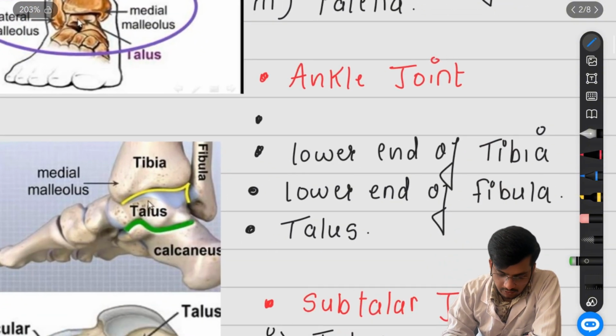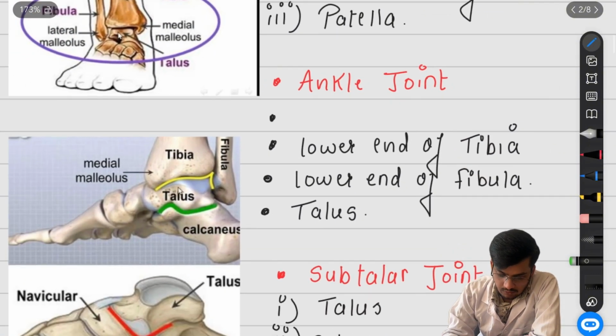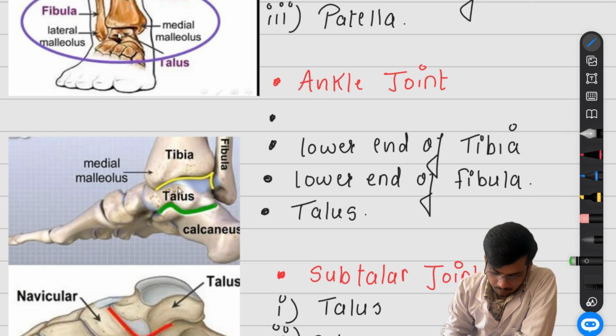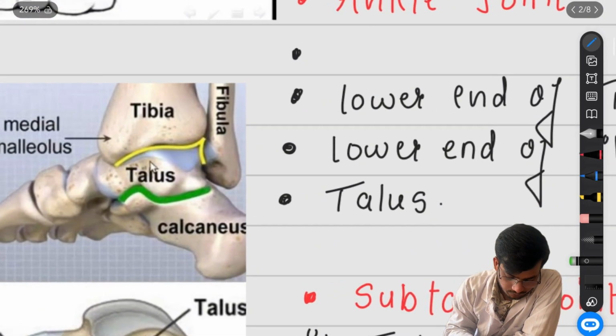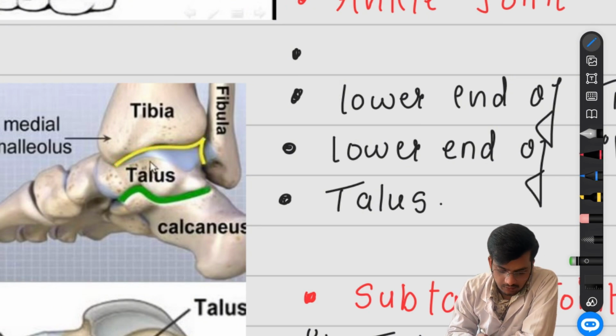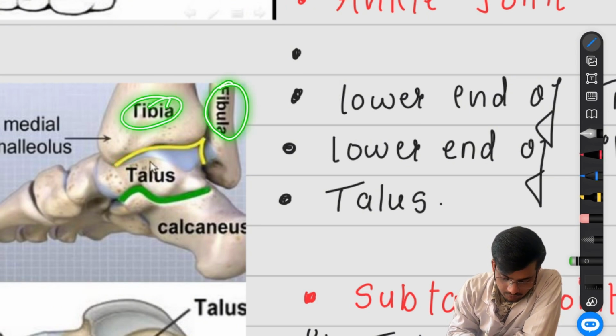Next one, we have the ankle joint. The articulating surfaces are the lower end of the tibia, the lower end of the fibula, and the talus. You can see this is your ankle joint, which is between the tibia, fibula, and the talus.